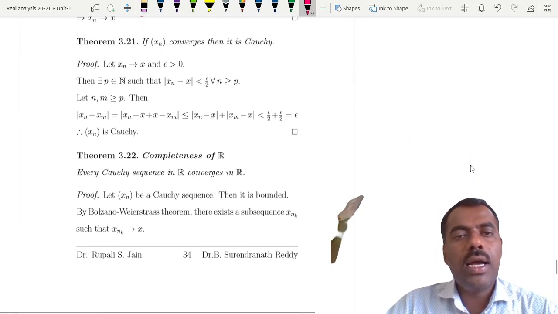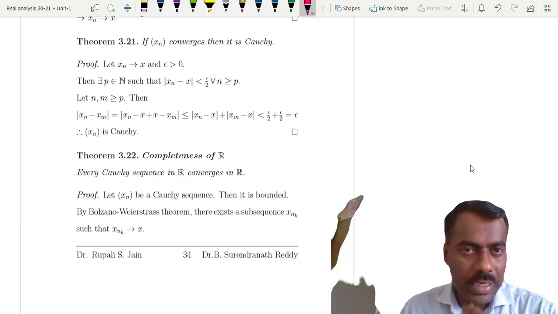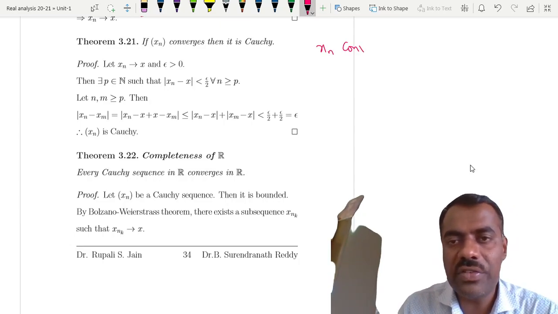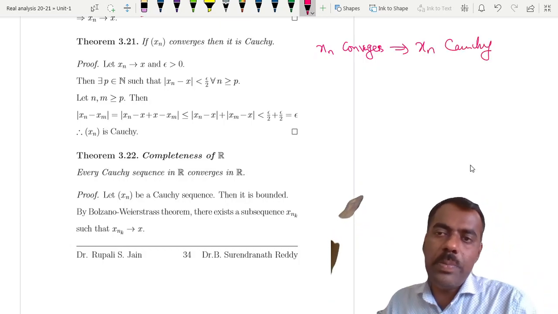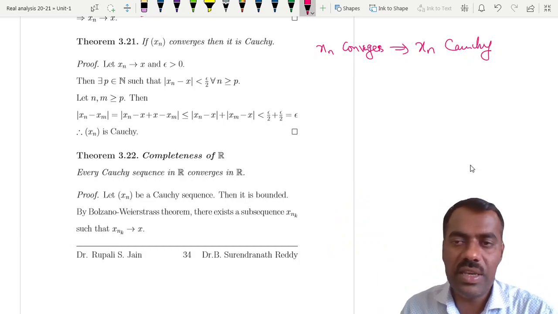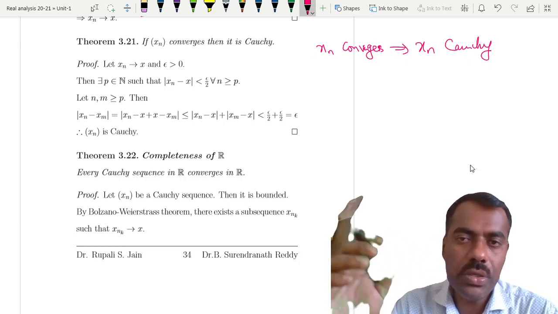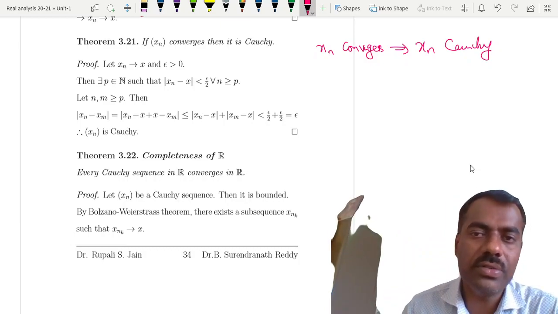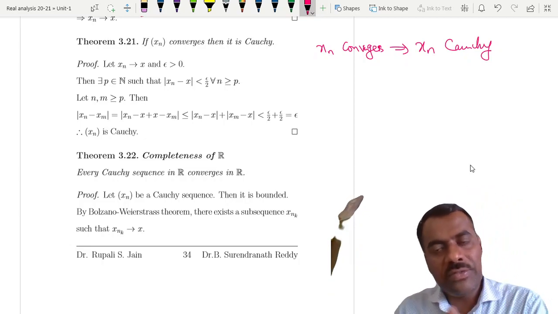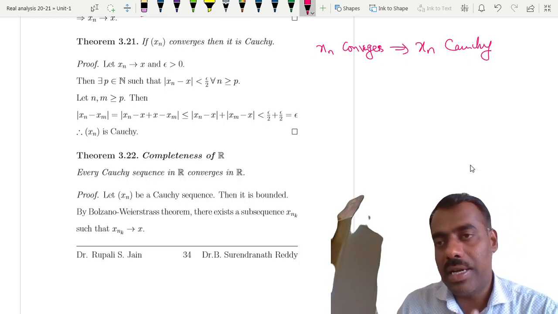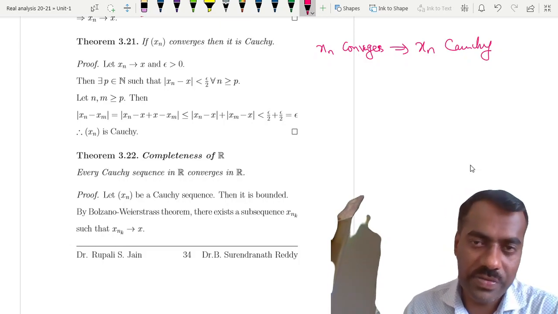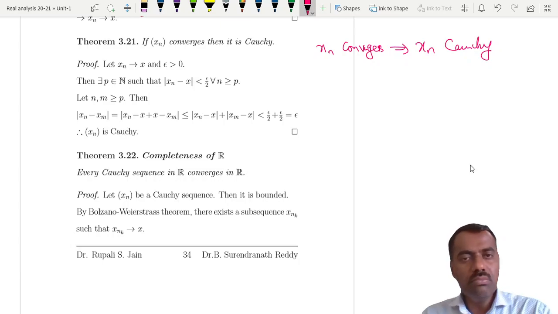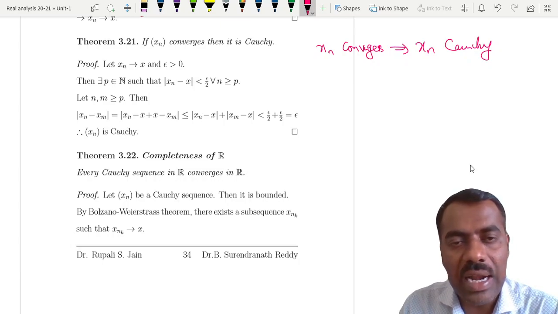In R, or in any general space, if you have a sequence, if at all it converges, then it has to be a Cauchy sequence. In R, we will prove that the other way is also true. That means every Cauchy sequence in R also converges. That we will call the completeness of R. But later on we'll give some examples where, in a metric space that need not be R, a Cauchy sequence need not be converging. So at present, this is true not only in R, it is true everywhere.